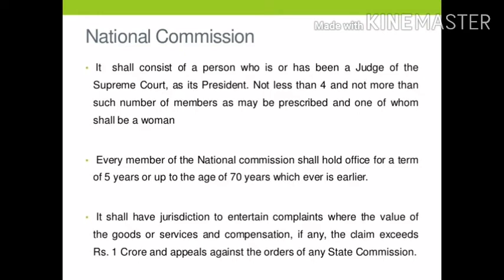The last level is National Commission. It shall consist of a person who is or has been a judge of the Supreme Court as its president, not less than 4 or not more than such number of members as may be prescribed, and one of whom shall be a woman. Every member of the National Commission shall hold office for a term of 5 years or up to the age of 70, whichever is earlier. It shall have jurisdiction to entertain complaints where the value of the goods or service and compensation, if any, claimed exceed rupees 1 crore, and appeals against the order of any state commission.